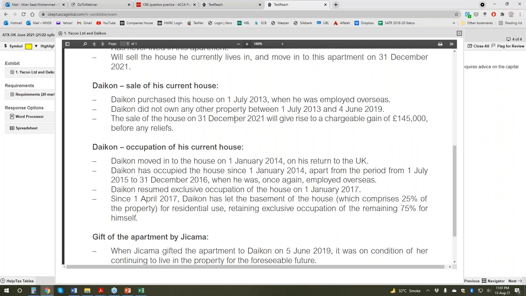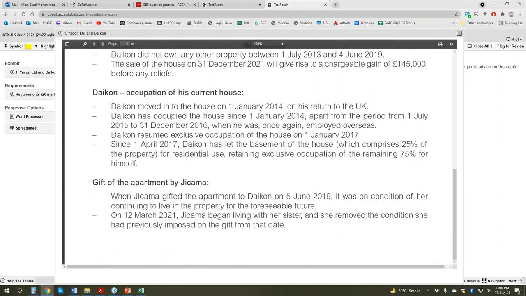Now, the last part, gift of the apartment. I guess this is the part which relates to the IHT. When J gifted the apartment to D on 5th June 2019, it was on the condition of her continuing to live in the property for the foreseeable future. On 12th March 2021, J began living with her sister and she removed the condition she had previously imposed on the gift from that date.